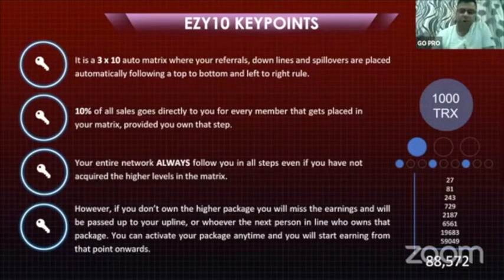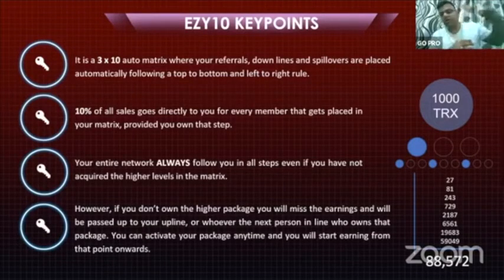I think that is phenomenal because you never lose your people. They never go ahead of you, and they always stay with you every single step, regardless of you buying that step or not. Now, how this distribution works, we spoke about the 1,000 Tron coming in, the half goes to EZ1.